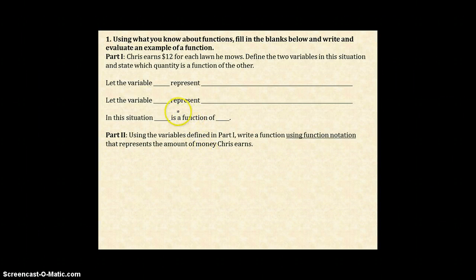First of all, we're going to look at functions. Chris earns $12 for each lawn that he mows. Define the two variables in this situation and state which quantity is a function of the other.